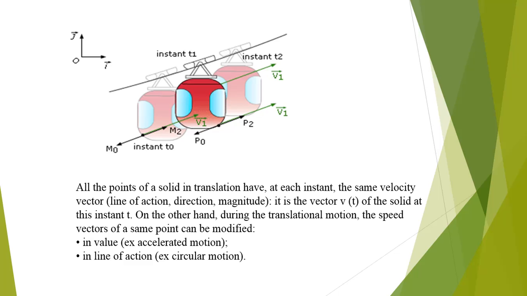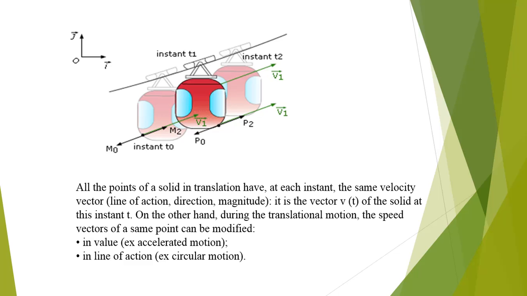And if we consider a circular motion, the velocity vectors do not have the same line of action for the same point. So, during the translational motion, the velocity vectors of a same point can be modified between two instants. This modification takes place in value if we consider an accelerated motion, or in line of action if we consider a circular motion.